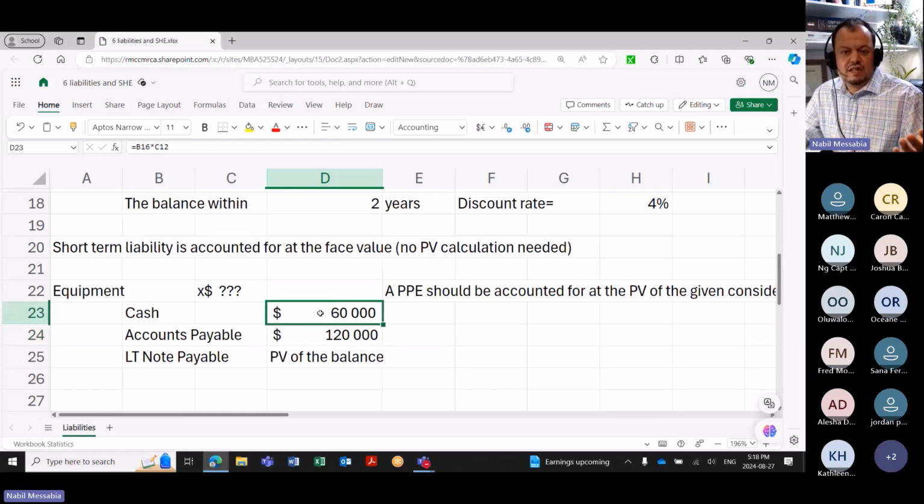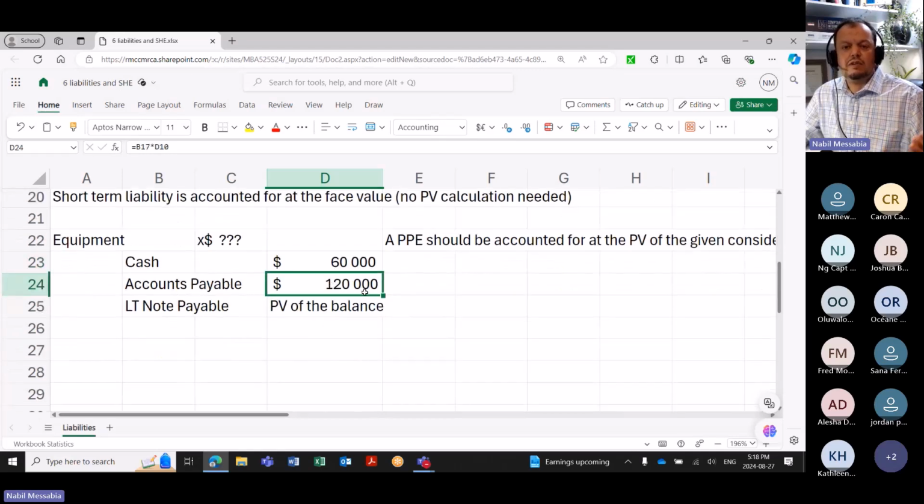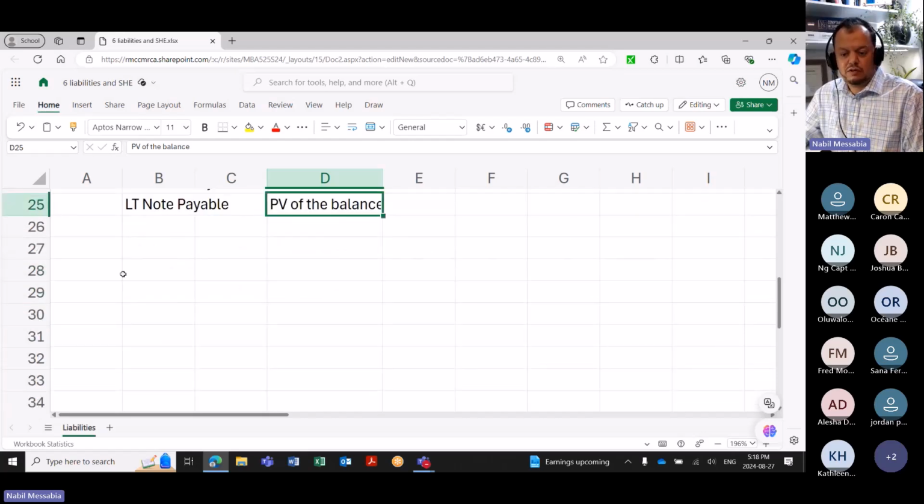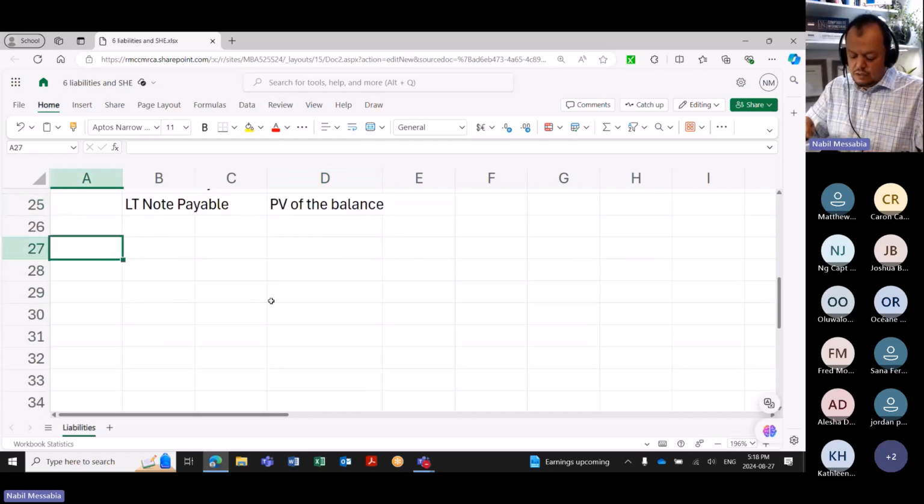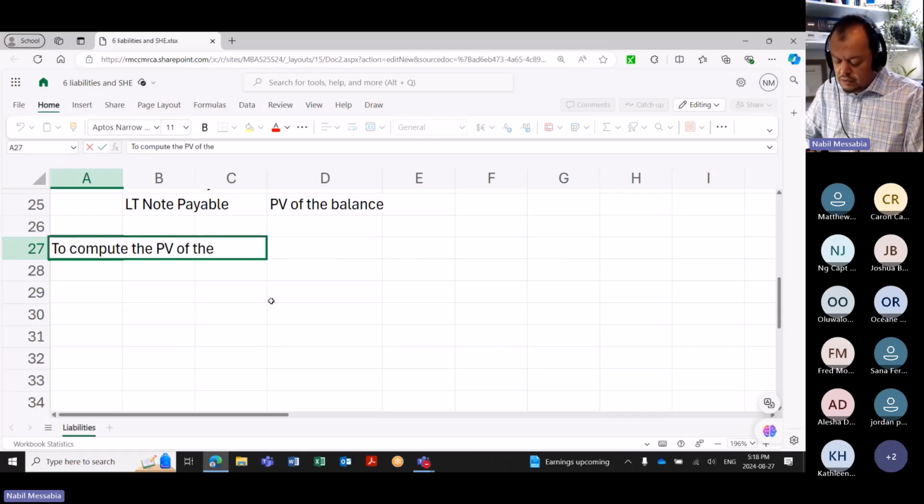The present value of $60,000 cash is $60,000. The present value of $120,000 within 6 months is presumed to be $120,000. Now, what is the present value of that future amount? This is the technique. We first have to collect the data. First of all, what is the face value of the long-term note payable to compute its PV?